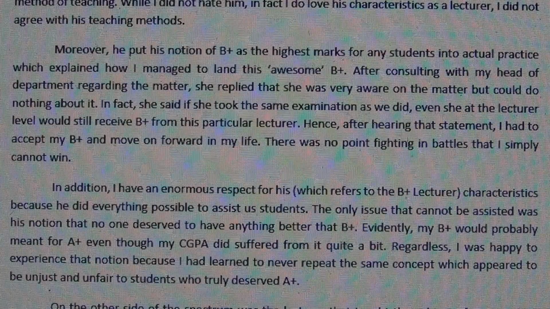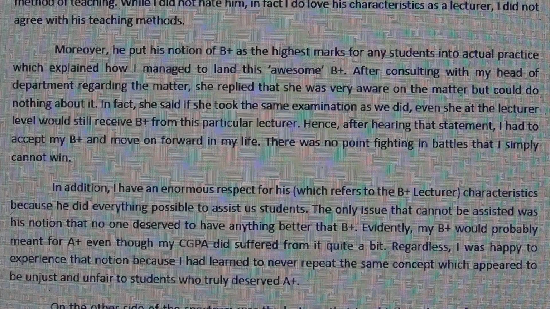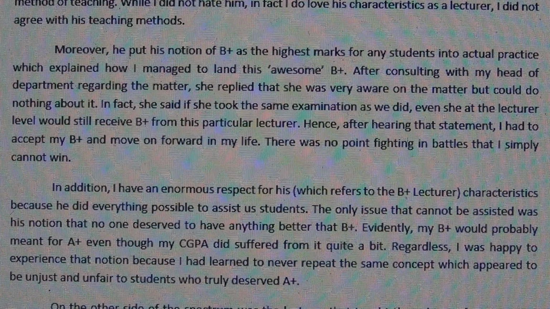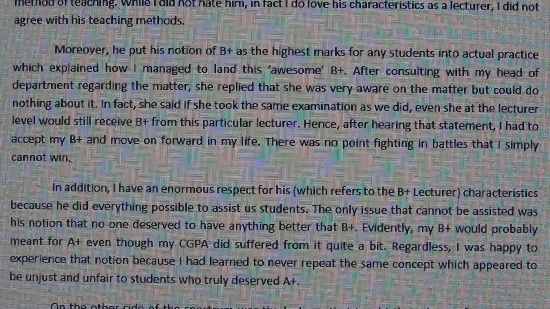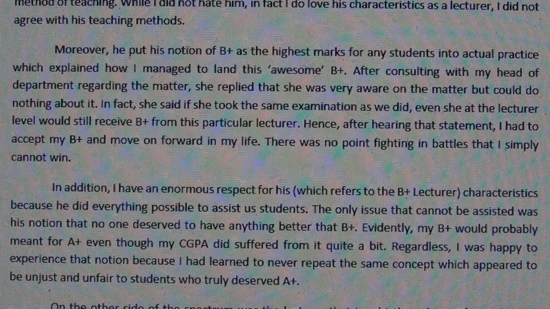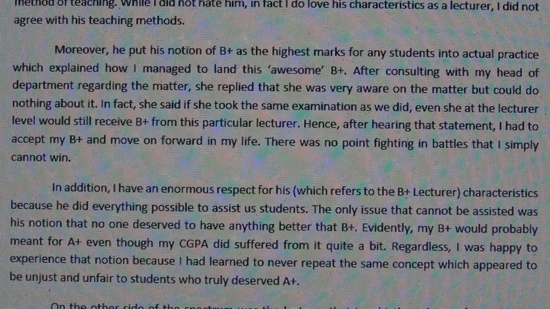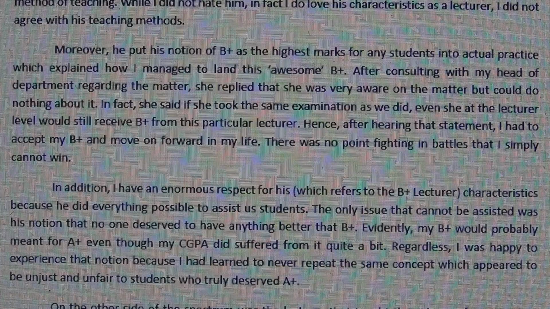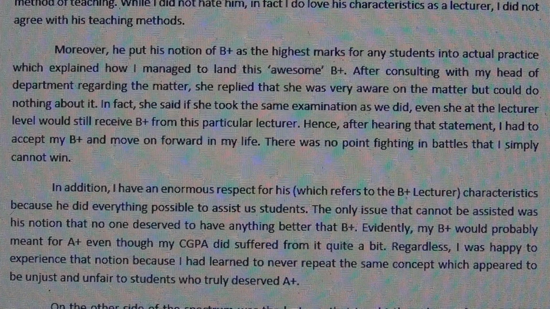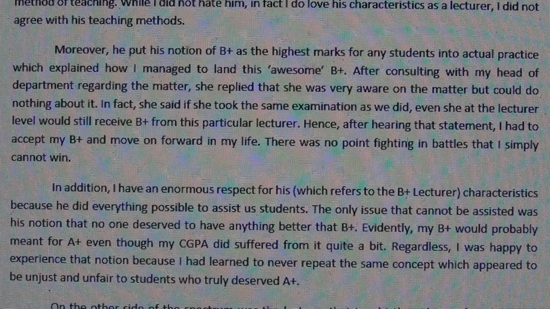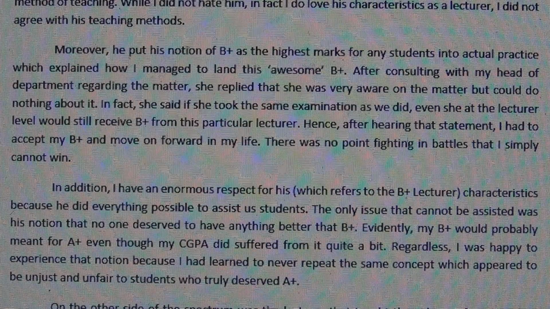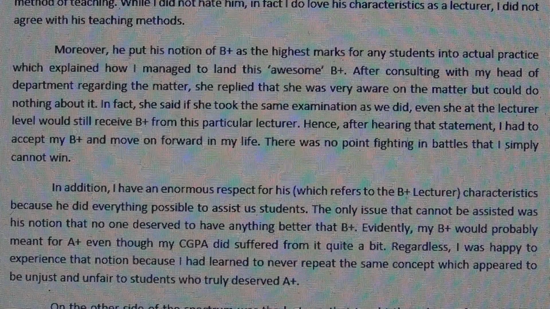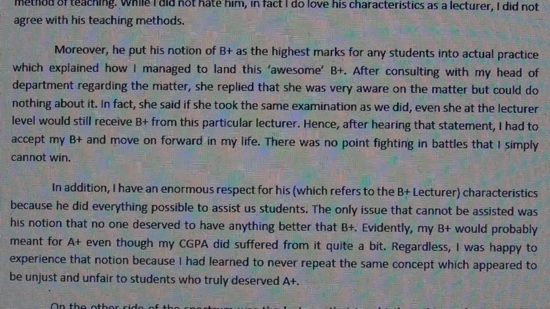In addition, I have an enormous respect for the B+ lecturer's characteristics, because he did everything possible to assist us students. The only issue that cannot be assisted was his notion that no one deserved to have anything better than B+. Evidently, my B+ would probably have been an A+, even though my CGPA did suffer from it quite a bit. Regardless, I was happy to experience that notion because I had learned to never repeat the same concept which appeared to be unjust and unfair to students who truly deserve A+.